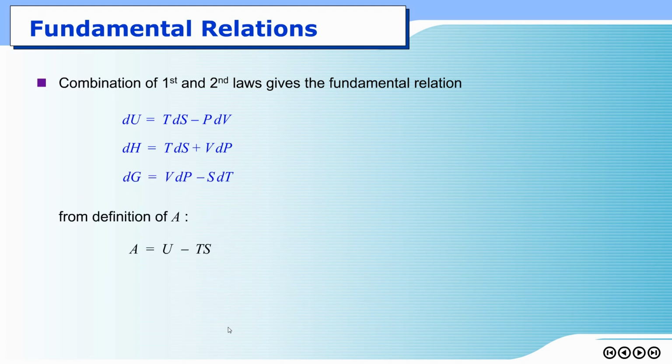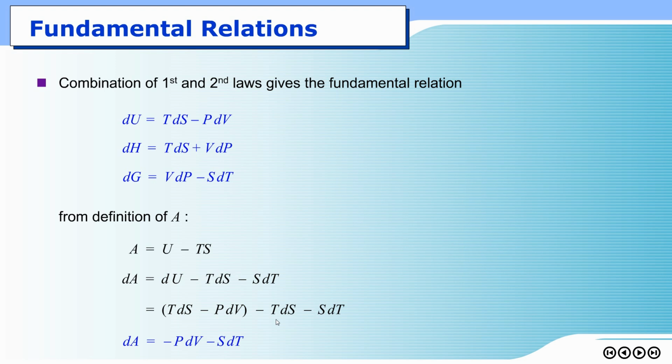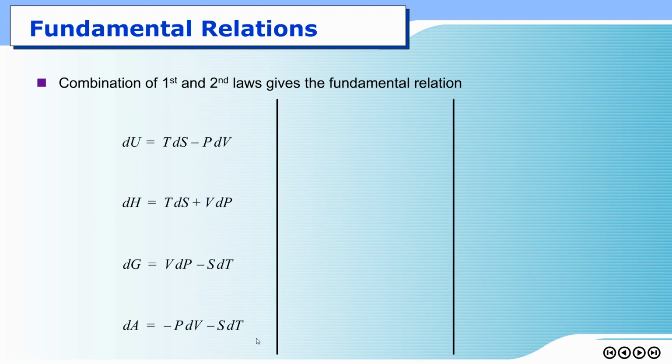And lastly, from the definition of Helmholtz energy from lecture 4, A equal to U minus TS. If we repeat the process, take the derivative and replace dU here using the first fundamental relation, TdS in this term and TdS in that term cancel out, and at the end you get the last fundamental relation. These four equations are very important, since they are used for derivation of relationships among thermodynamic parameters.